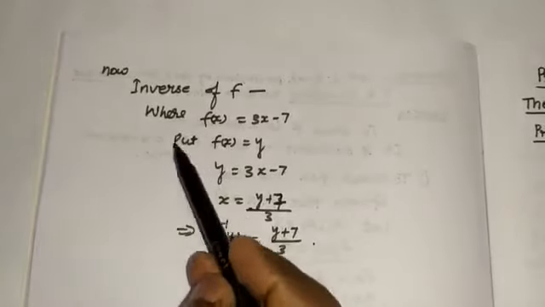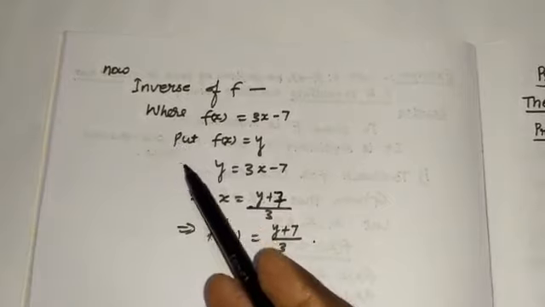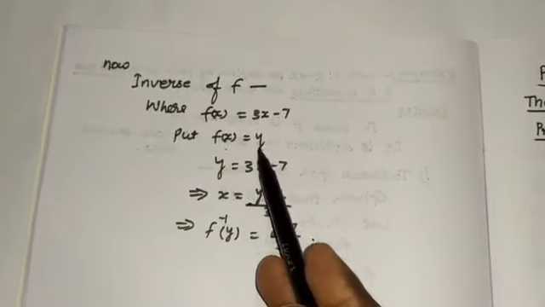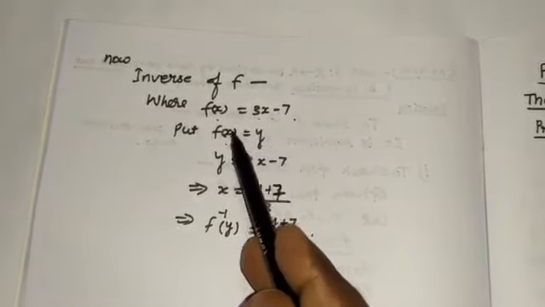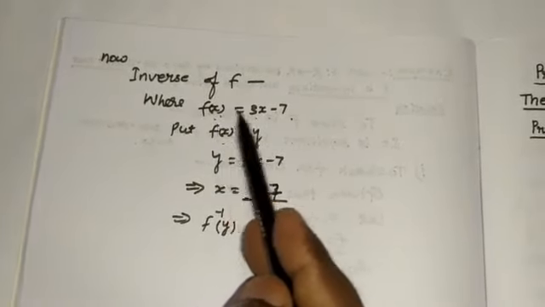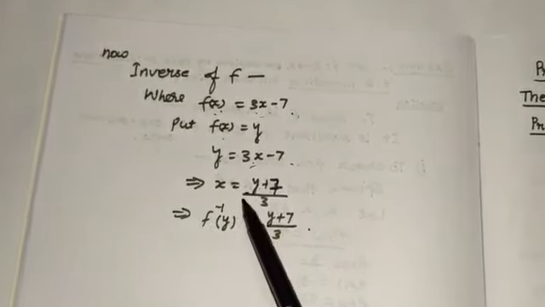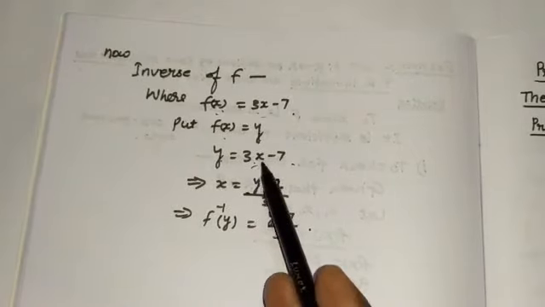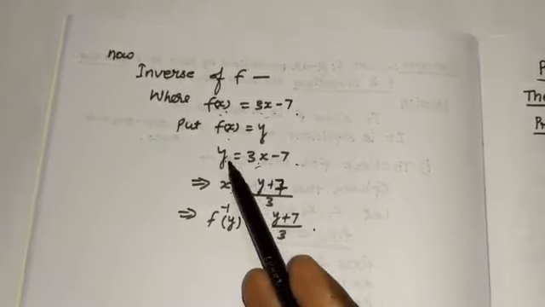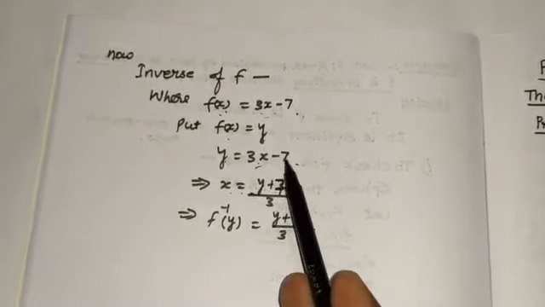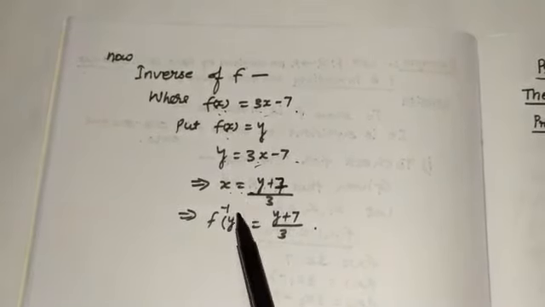Now the inverse of f. Follow the algorithm to find the inverse of f. First of all, we have to put f(x) equals y. Here the given f(x) is equal to 3x minus 7. Now substitute f(x) equals y here. Then y will be equal to 3x minus 7. From this step, we have to find the value of x in terms of y. x will be equal to (y plus 7) divided by 3, because minus 7 transfers to the left side, y plus 7, and 3 divides y plus 7 upon 3.